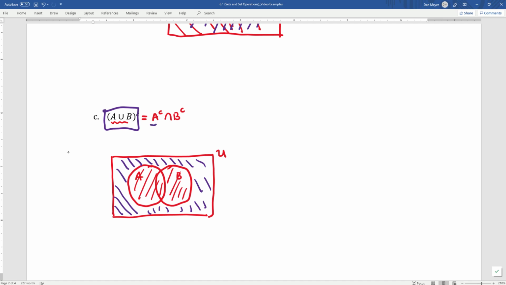If we focus on this side of the equation, we want everything that's not in A and not in B. Or you can think about that as neither. So not A and not B, when we dissect the English language, means neither A nor B. All right, so the purple here is definitely neither A nor B. Okay, so there are some Venn diagrams.